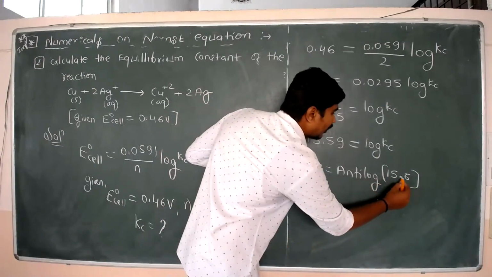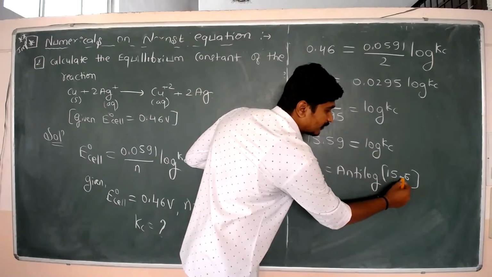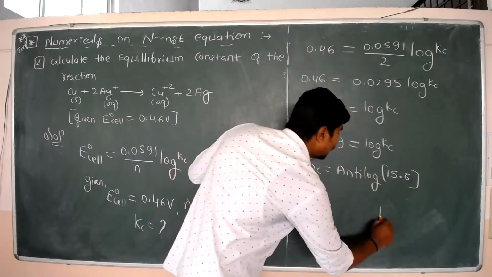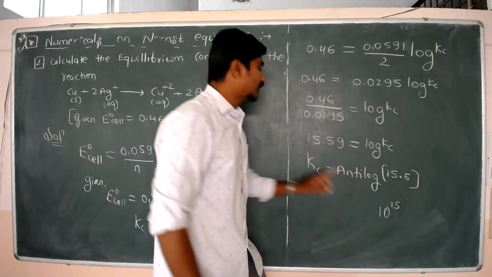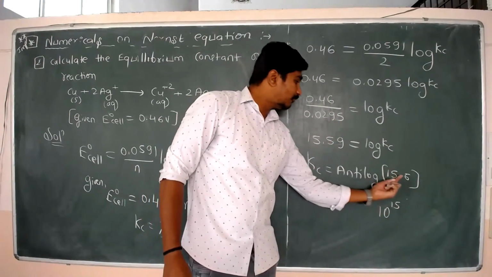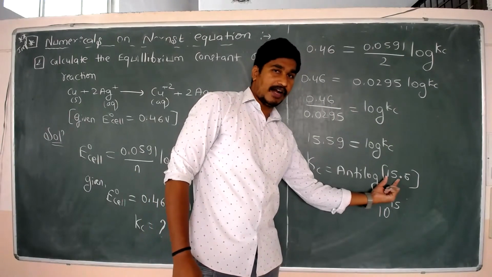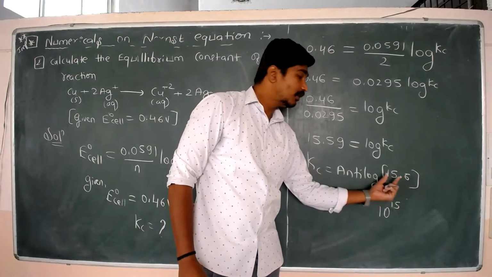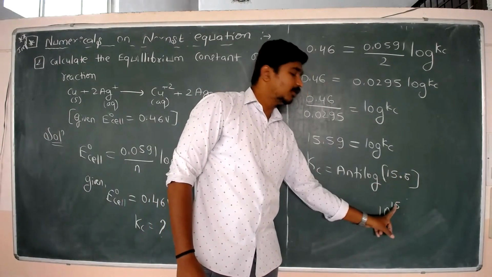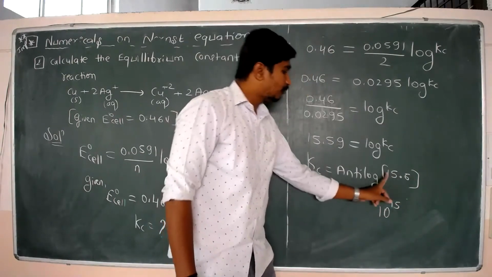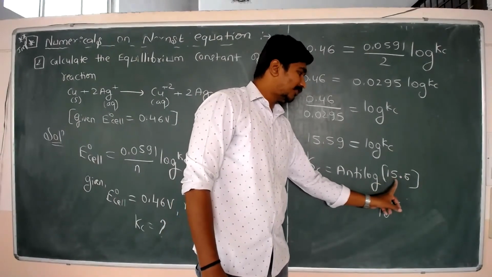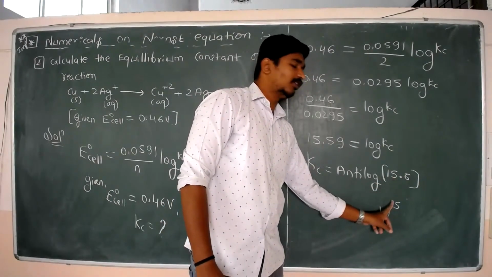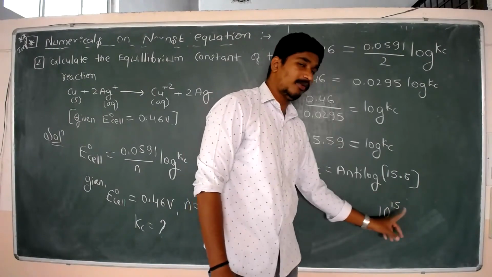Before the decimal, how much is that? 15. That will be 10 to the power 15. For the anti-log, if the value is positive, the value before the decimal converts to 10 to the power of that value. Correct? For a positive value, before the decimal, what is the value? 15. So that is 10 to the power 15.